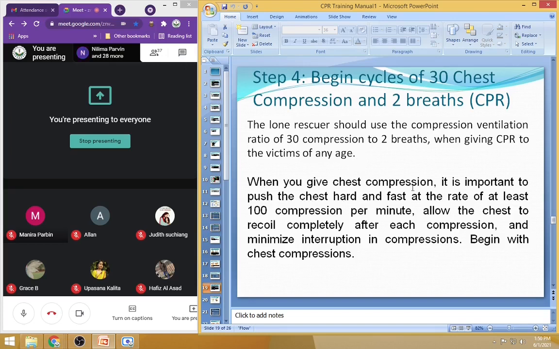When you give chest compression, it is important to push the chest hard and fast at the rate of at least 100 compressions per minute. Allow the chest to recoil completely after each compression and minimize interruption in compression. Begin with chest compression. So our aim is at least 100 compressions in 1 minute.